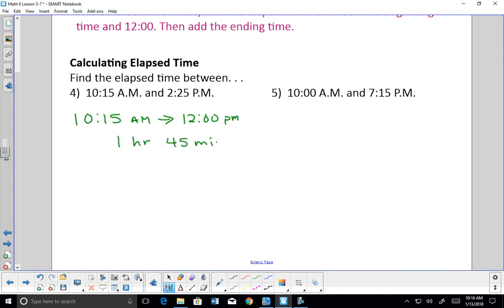Because from 10:15 to 11:15 is 1 hour. 11:15 to 12:15 would be 2 hours, but that's 15 minutes more past noon, so it's 1 hour and 45 minutes. From 12 p.m. to 2:25 p.m. is 2 hours and 25 minutes.